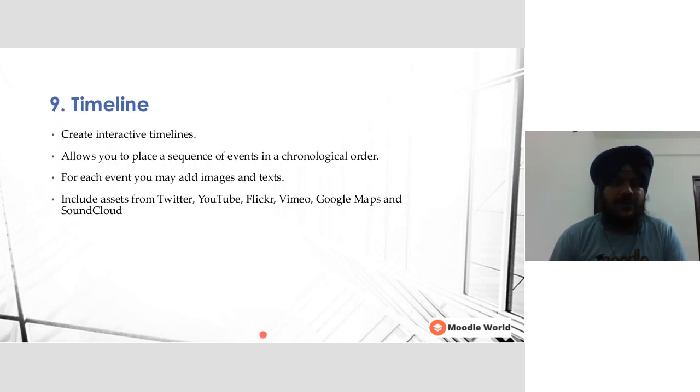Let's come on to the next one. It is the timeline, a great tool for history teachers, and it can be used to create interactive timelines. It allows you to place a sequence of events in chronological order. For each event, you can add images, text, labels, and everything. You can also include assets from Twitter, YouTube, Facebook, Flickr, Vimeo, Google Maps, or SoundCloud, or any other account also.